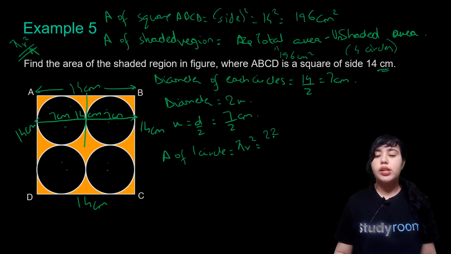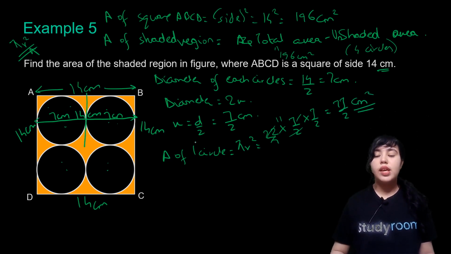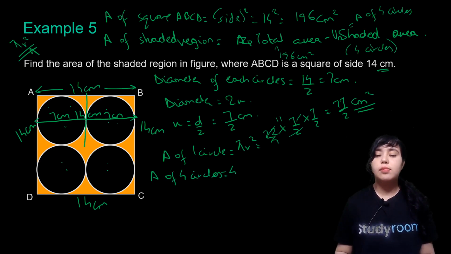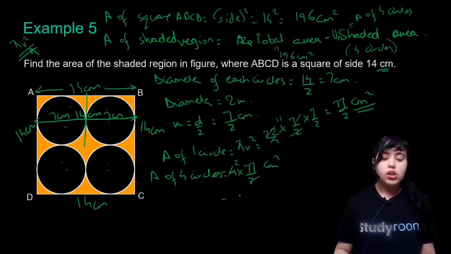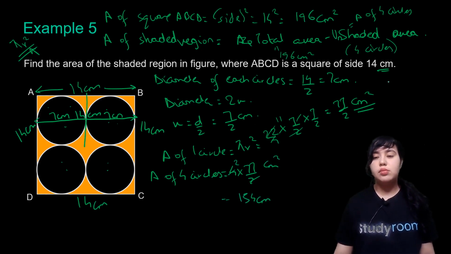Let me take pi as 22 by 7. R square will be 7 by 2, 7 by 2. This cancels. And this will become 77 by 2, unit will be centimeter square. But the total unshaded area is actually equal to area of 4 circles. We know area of only one circle. Make use of unitary method. Tell me the area of 4 circles. That will be 4 into 77 by 2. 2 to cancel, centimeter square. So this will turn out to be 154 centimeter square. So your unshaded area is 154 centimeter square.